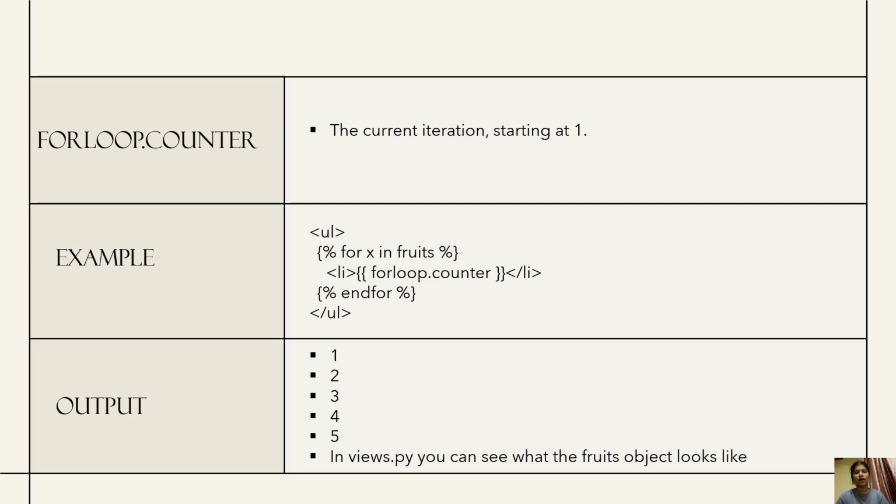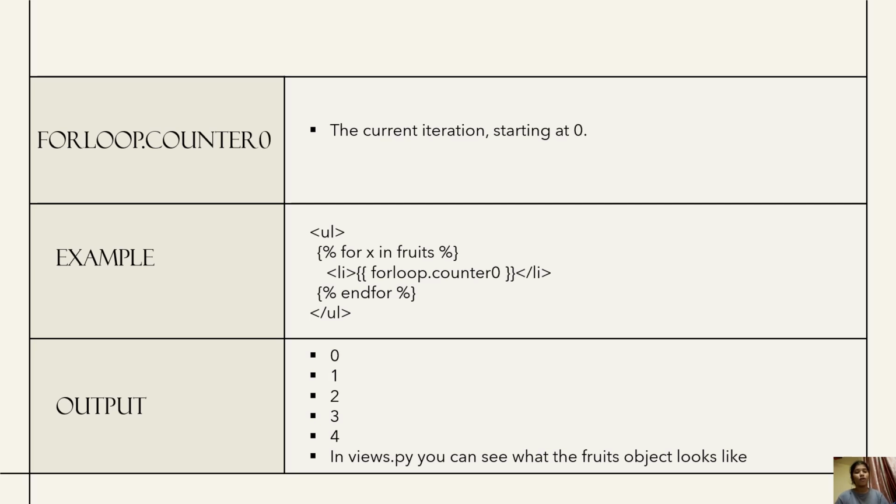In this the counting iteration starts from 1. For example, if we have for x in fruits and we put the for loop counter, it will start giving the calculation from 1, 2, 3, 4 and 5 in sequence order starting from 1. In Python, you can see the fruit objects look like this. So basically when we execute this for the given content and database and give this for loop counter, it will not start from index 0. It will start from index 1. So we have 1, 2, 3, 4 and 5.